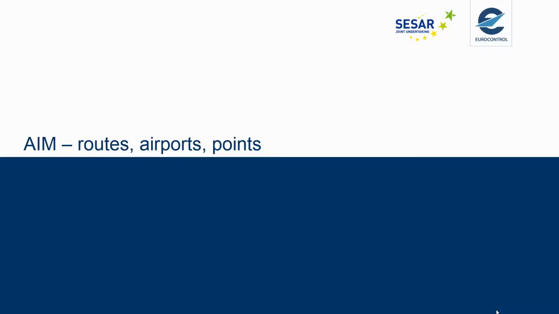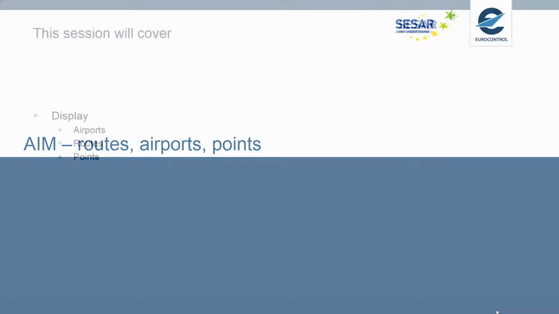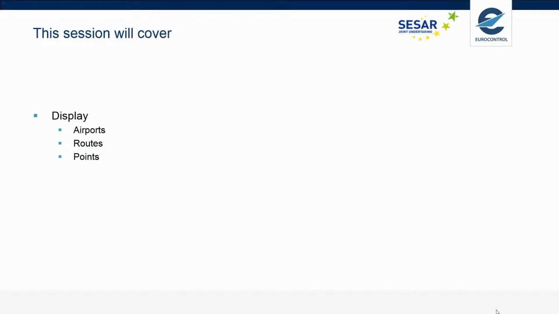Welcome to this session about AIM, and we will discuss routes, airports and points. This session will cover how to display airports, routes, points and stuff like that in the Jumpstart desktop client.